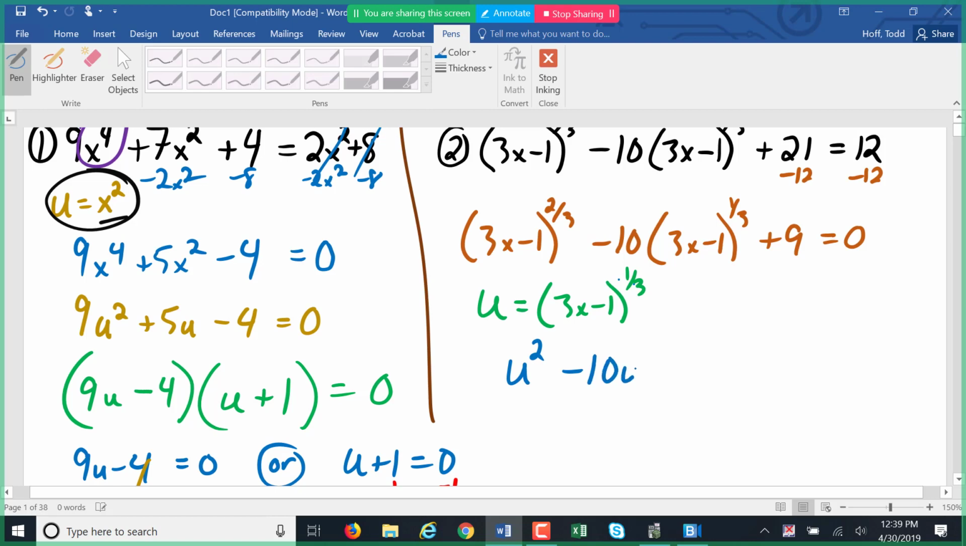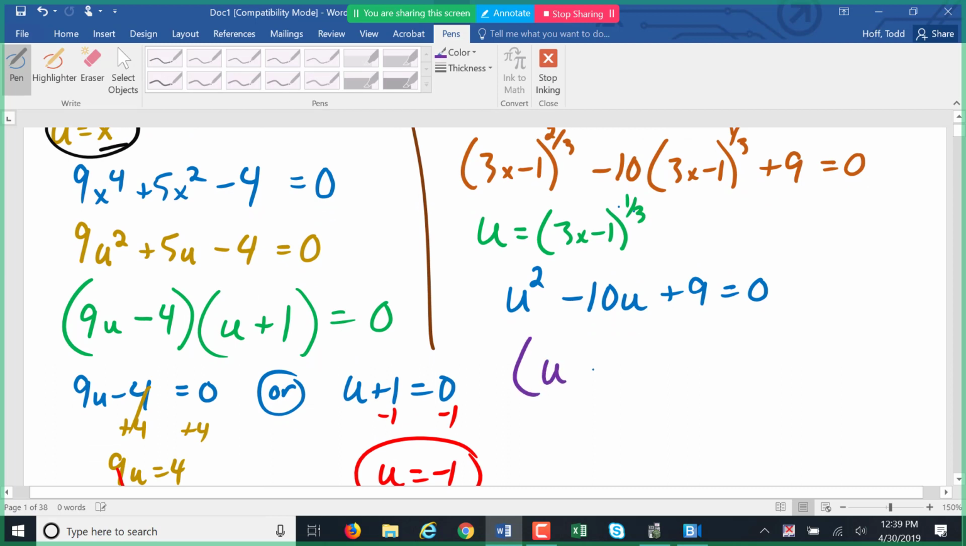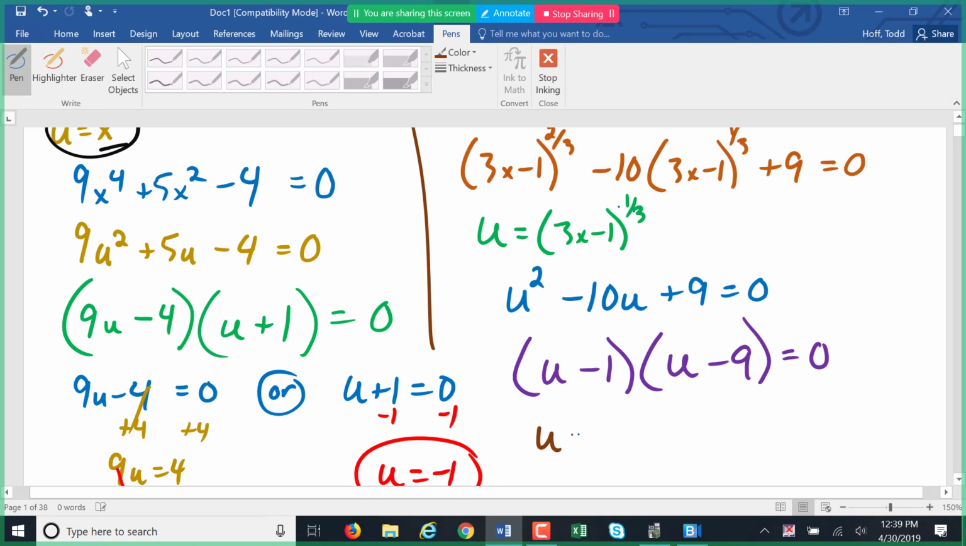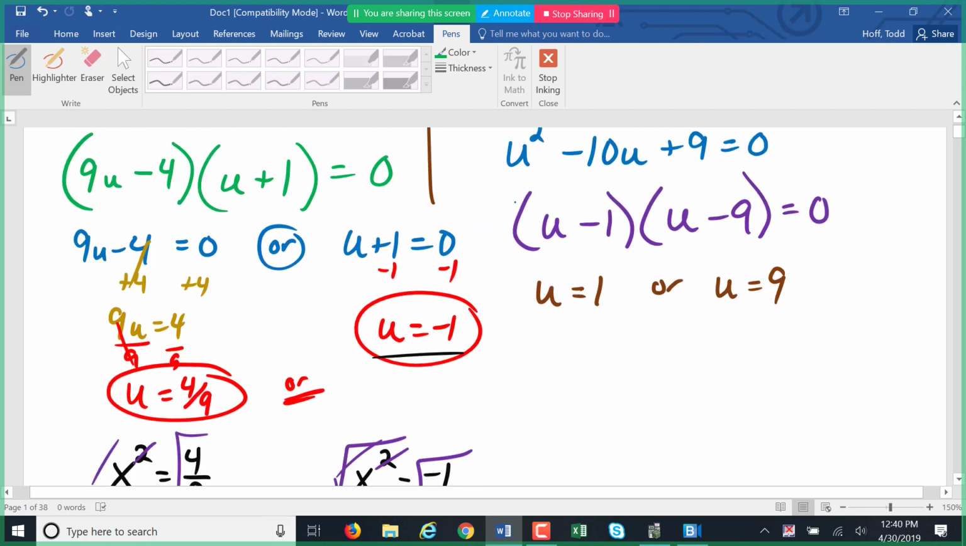u squared minus 10u plus 9 equals 0. And that's actually fairly easy to factor. u minus 1 and u minus 9 are the factors, giving us that u equals 1 or u equals 9. Now we have to substitute back in the fact that u is 3x minus 1 to the power of 1/3. So 3x minus 1 to the 1/3 equals 1, or 3x minus 1 to the power of 1/3 equals 9.